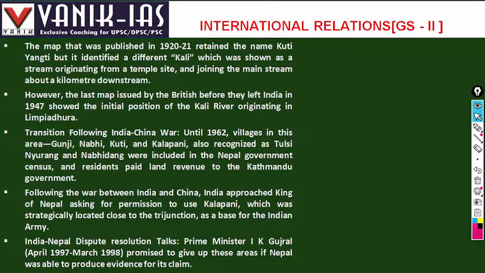India-Nepal dispute resolution talks. Prime Minister I.K. Gujral, from April 1997 to March 1998, promised to give up this area if Nepal was able to produce evidence for its claim. So when I.K. Gujral, the Prime Minister, promised to return the area, it was provided that Nepal is able to produce evidence to prove its claim over these areas.